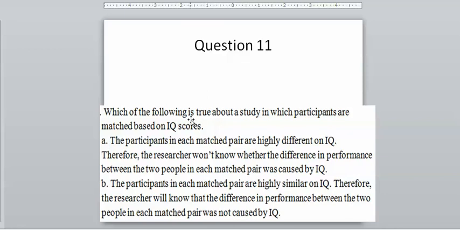Number 11. Which of the following is true about a study in which participants are matched on IQ scores? If you match people on IQ scores at the beginning of the study, then you'll know for sure that the two groups are equal in IQ, or at least highly equal on IQ, because each of your matched pairs will have one person who goes to group 1 and one person to group 2, and the two people in each matched pair will have highly similar IQs.